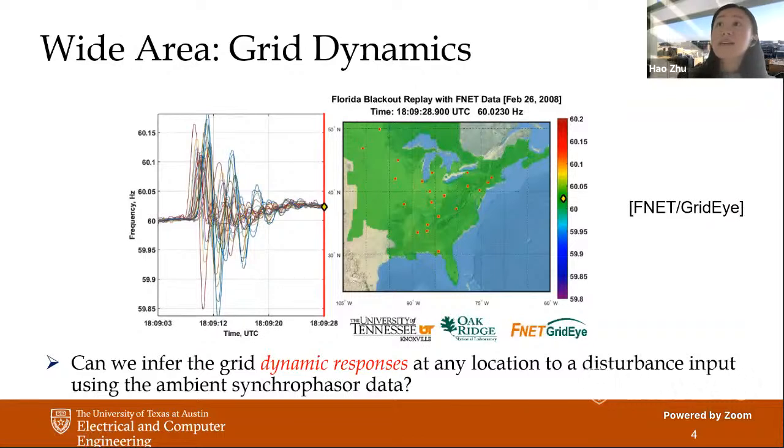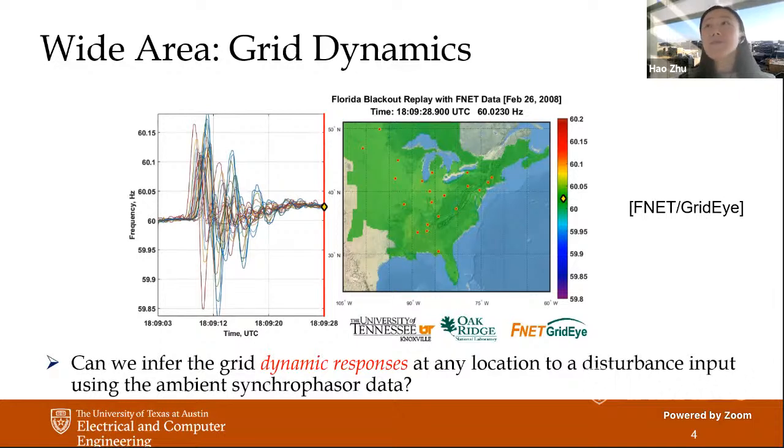Thanks to these synchronized frequency measurements, we can now see how the grid responds to an initial disturbance, an initial power imbalance, an initial outage. But here comes the question. These events are very rare. As an electric engineer myself, I would hope that these events are as rare as possible, because they pose a disturbance to the system. So we actually don't have a lot of recordings of these actual events.